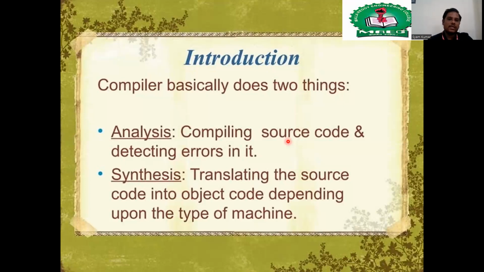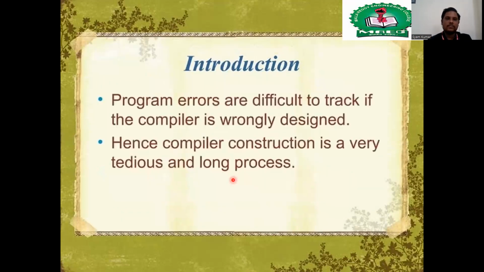So these three are the analysis part. And the synthesis part has code generation, code optimization, and intermediate code generation. In the synthesis part, first is intermediate code generation, after that code generation, after that code optimization. Okay.